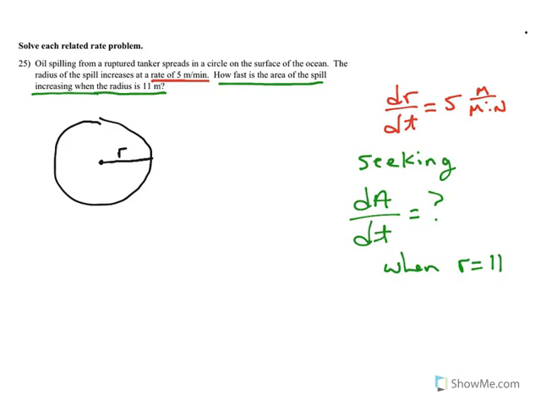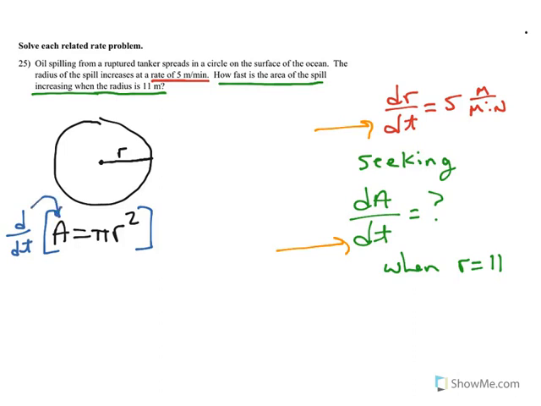To connect all these changing values, we're going to need a formula that relates everything. So we're going to relate the area with the radius. The area of a circle is pi r squared. And we're talking about how everything is changing with respect to time, so notice your denominator is going to be time. So we're going to derive everything with respect to time.